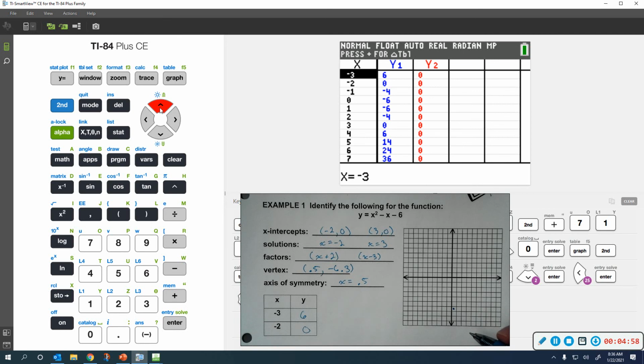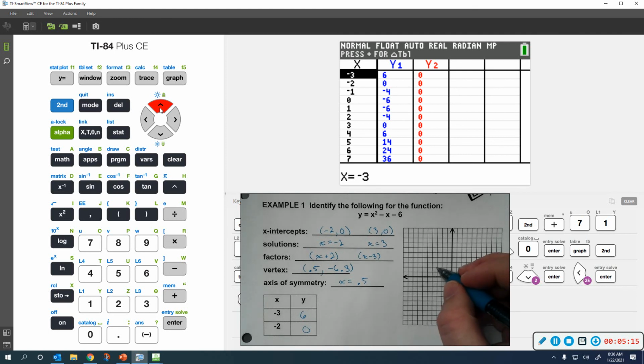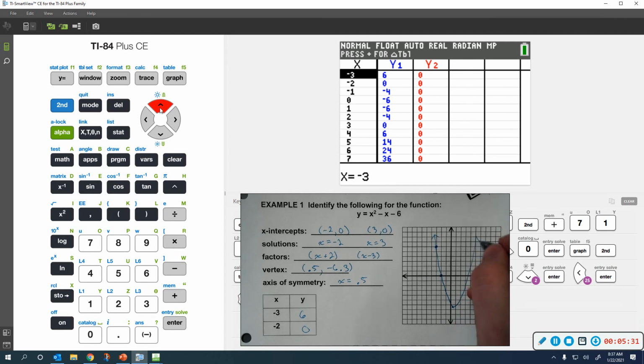To get our other points, we're going to look above and below the vertex. This one didn't have a perfect vertex, so let's just use these points right here. At the x value being -3, they had the point 6. So -3, 1, 2, 3, up 6. At x is -2, they had it at 0, so -2, 0. So it's going to look like this. You see how your graph is opening up? This other side, you can just kind of estimate it. It's going to go like that.